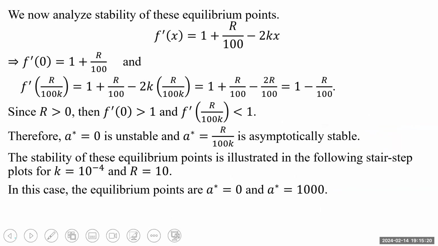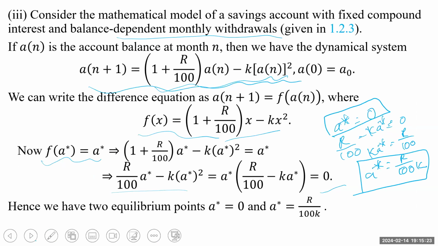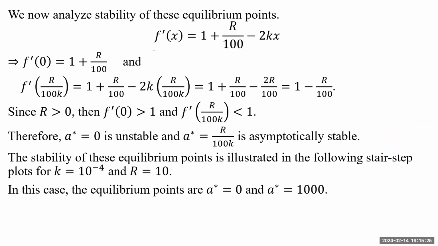So you know that, see here, this is the derivative of your function, right? At the point 0, f dash of 0 is 1 plus R over 100, and f dash of R over 100k is 1 minus R over 100. Here R is there, but we don't have any condition. Now we need to verify whether it is stable or not under the condition of R greater than 0.